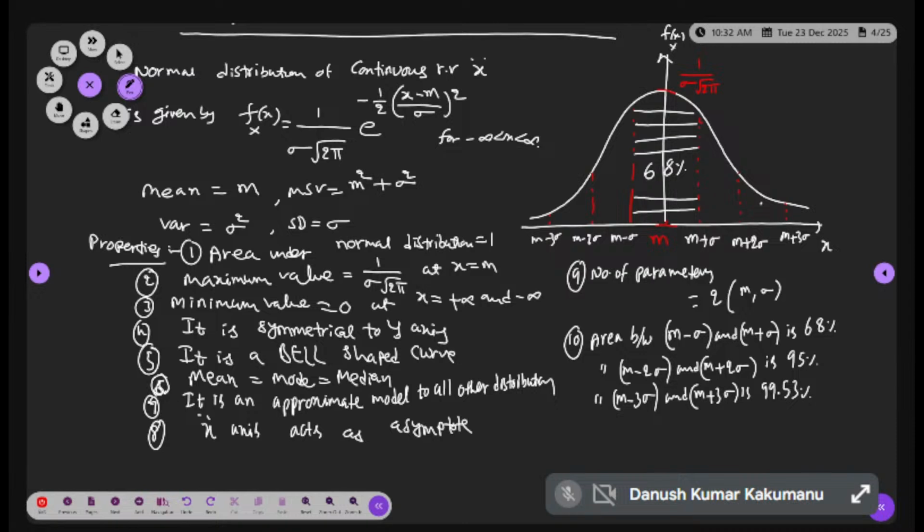No problem. In the same way, the role model for the distributions is the normal distribution. The normal distribution is the role model for all other distributions. That's what I am saying.